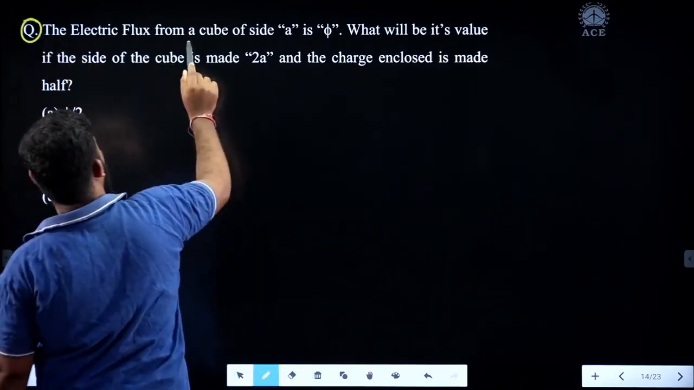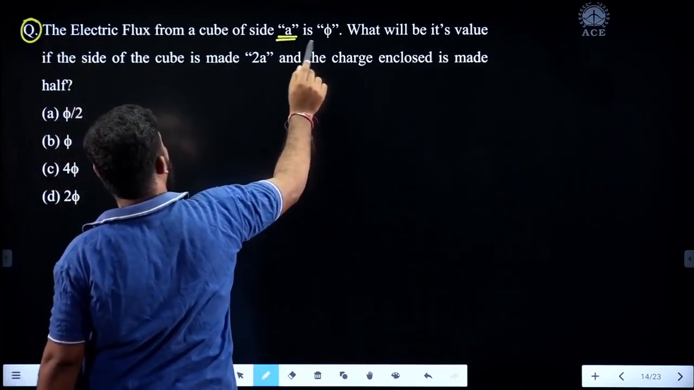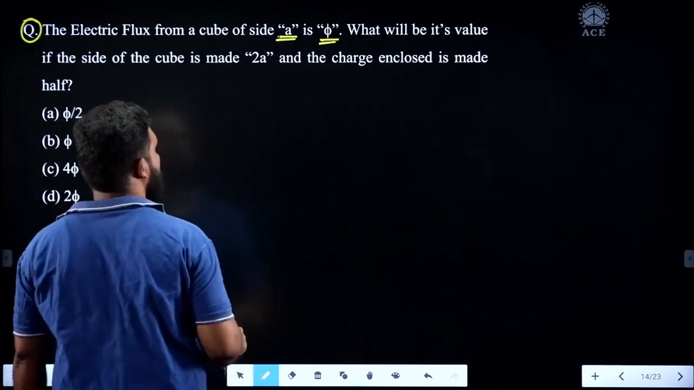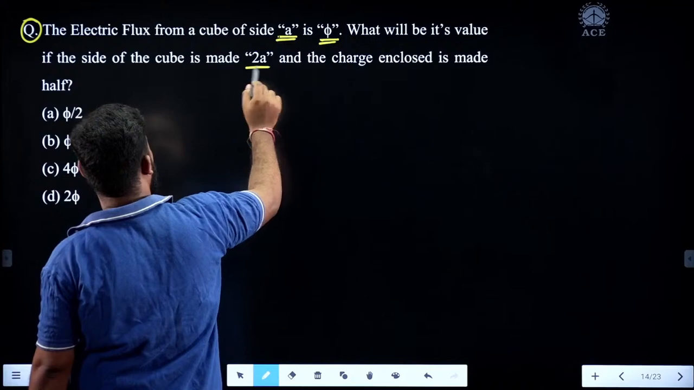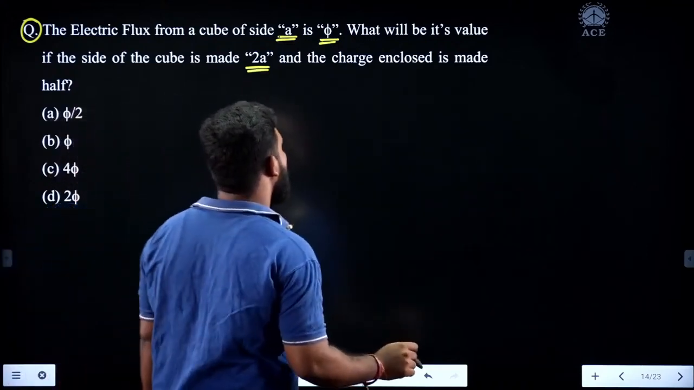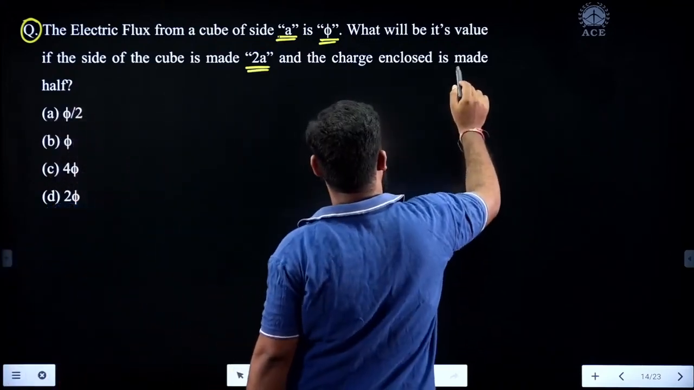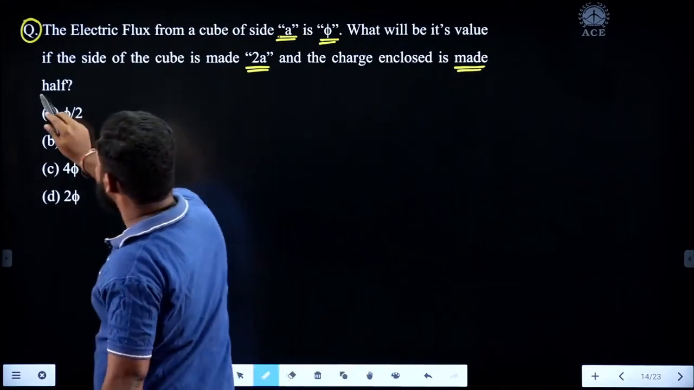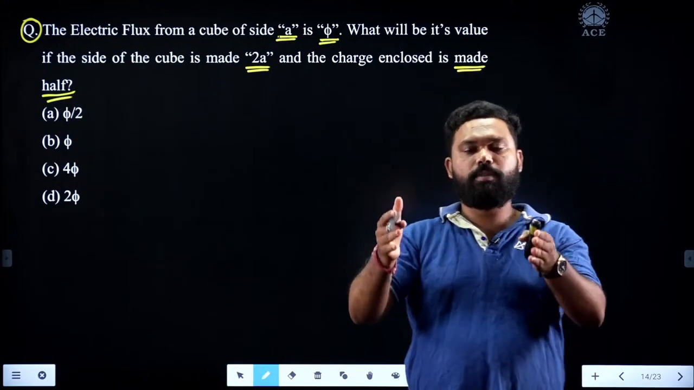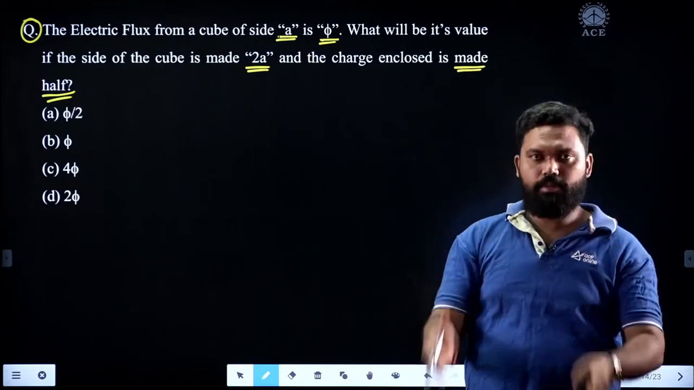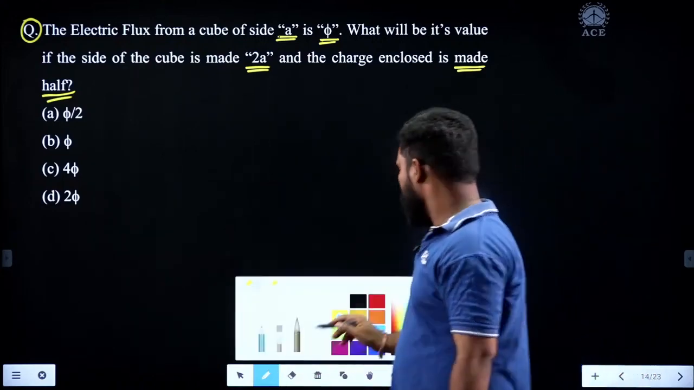The electric flux from a cube of side A is phi. What will be its value if the side of the cube is made 2A and the charge enclosed is made half? This is important. If the charge enclosed is made half, the net flux will also become half.